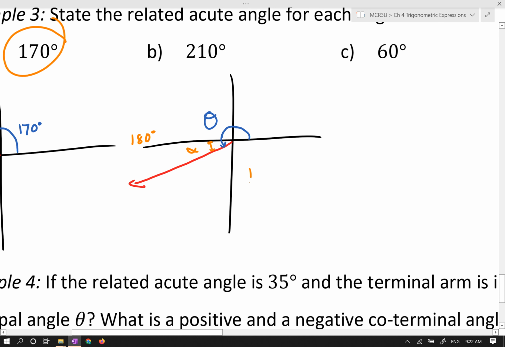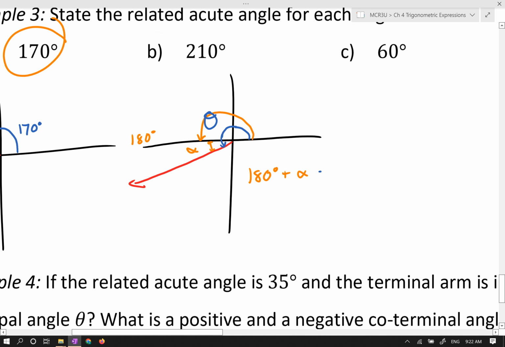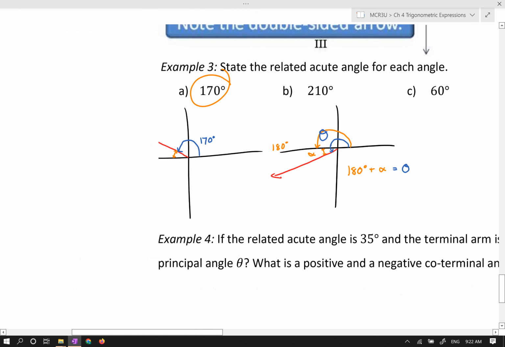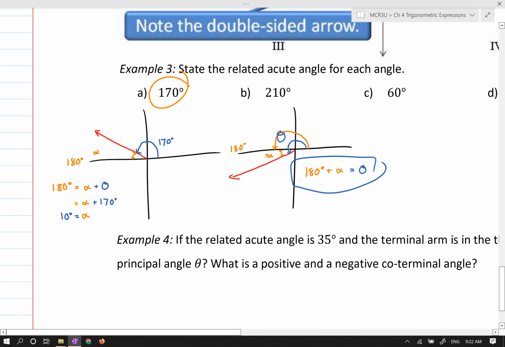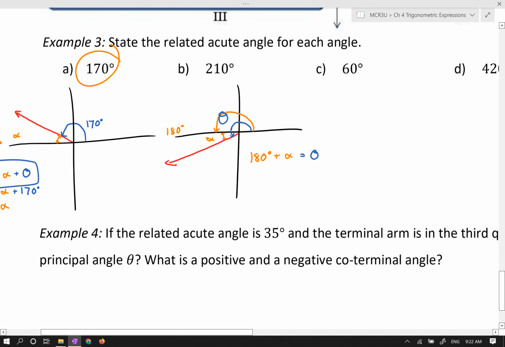So this time I know that 180 degrees plus my related acute angle is going to be equal to my principal angle this time. And you see the difference in how these are built. The difference in how these are built comes from the quadrant in which we're working. Sometimes we're adding to 180 degrees, sometimes we're adding to our principal angle theta. All right, so we're working here.